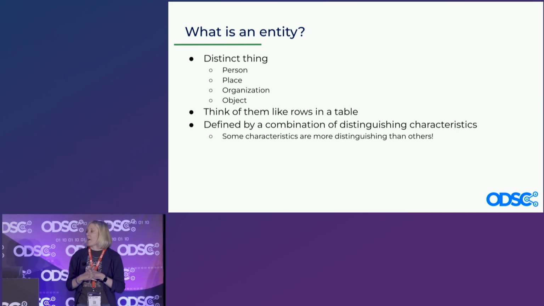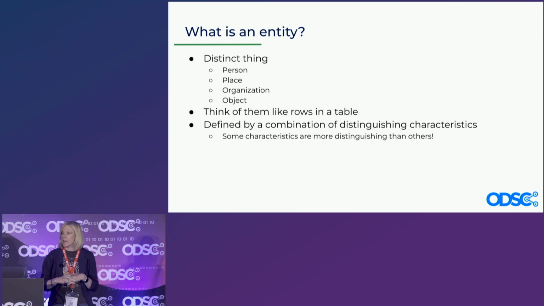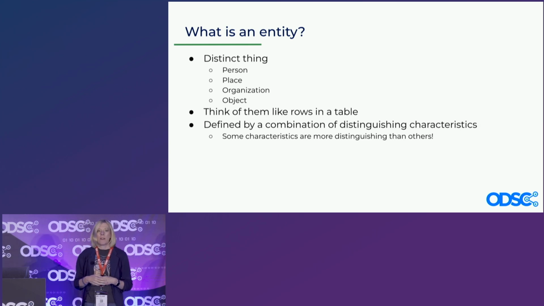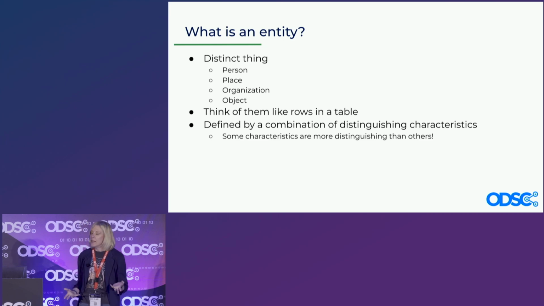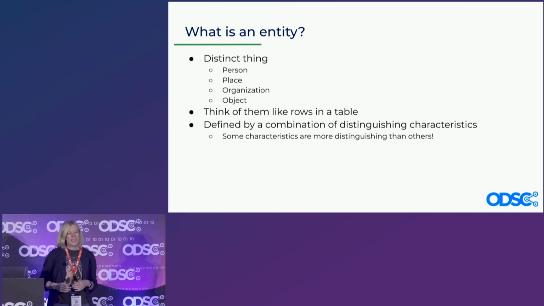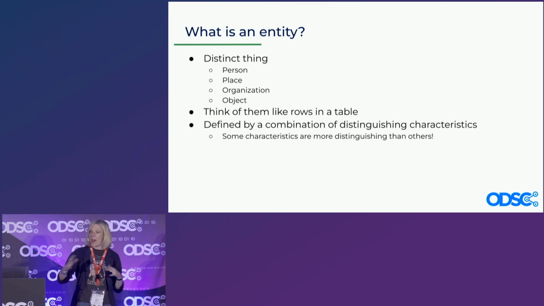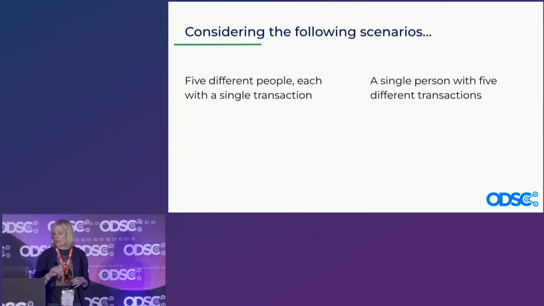They usually are defined by some distinct characteristics. So if we're talking about people, those might be names or other different characteristics. Maybe if you're talking about products within your company, you've got some sort of product ID number. But they can have lots of distinguishing characteristics, and it turns out not all of them are as valuable as the others. We'll get into that, though.